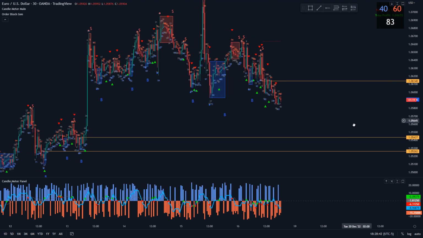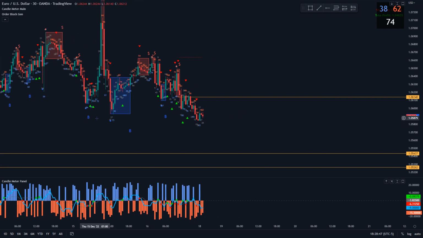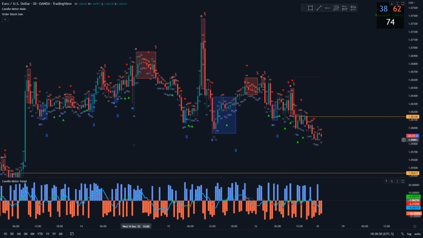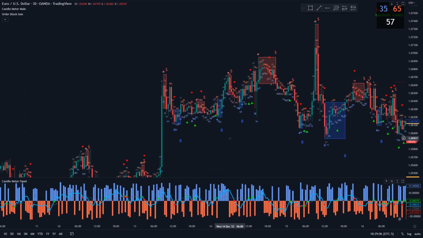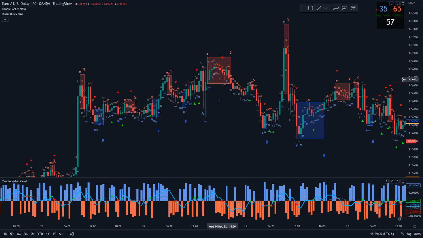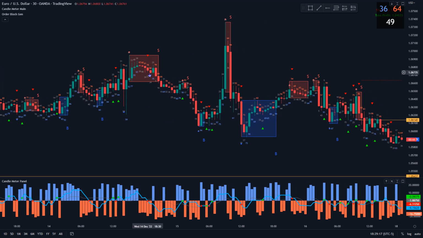So this is a short video on the candle meter and the order block gen. Oh, and before I forget, I do want to point out something you can look for with the panel. We have these crosses here with the moving averages. You'll see, for instance, this green plus sign correlates with this green up arrow. So I'd even encourage you to look for where the crosses are inside the order blocks and how they correlate with the order blocks, and can tell you when a strong move might be coming.